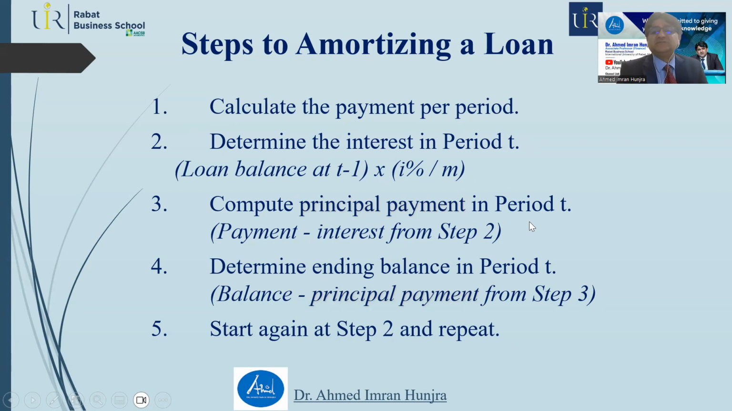So that will give us the principal. And in the fourth step, we find the remaining balance. How can we find it? Last time period balance minus current time period principal amount. So it will give us the balance. In the example, it will be more clear. Last time period balance minus current time period principal, whatever we find in step 3. So step 5 is to repeat the process from step 2.